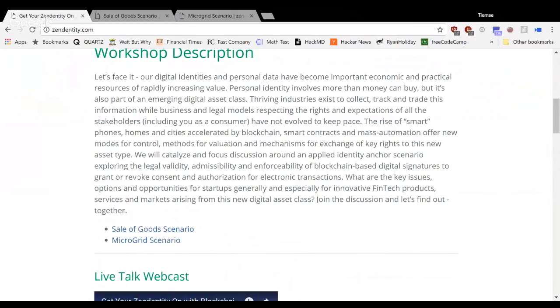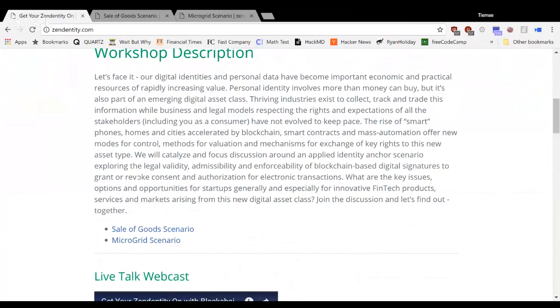And that is very much a part of identity as well. You could look at online identity or digital identity as an emerging asset class. It's a digital type of asset.